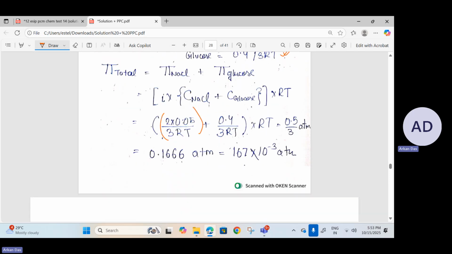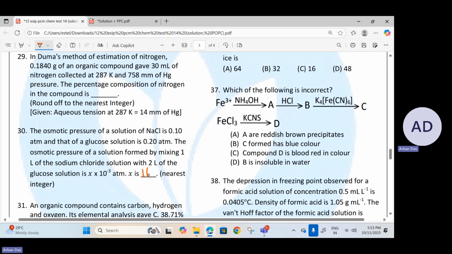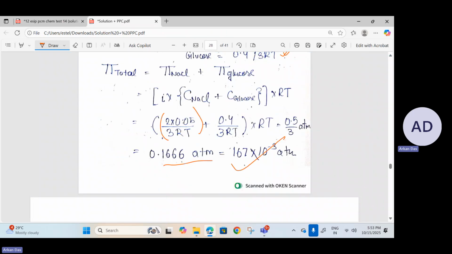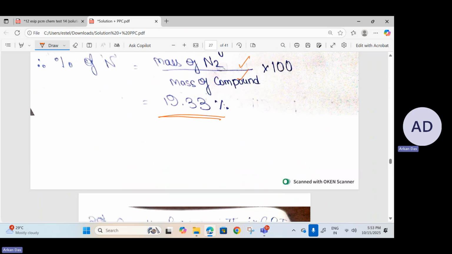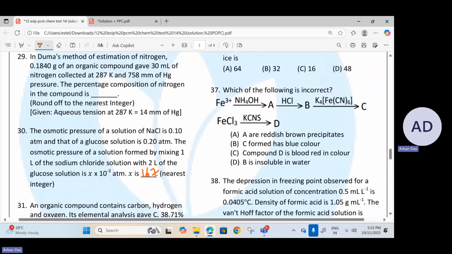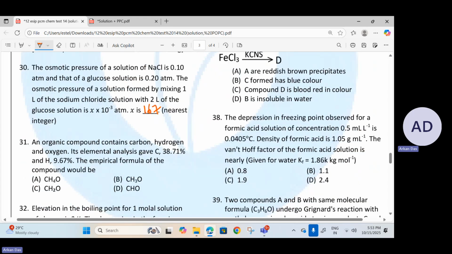So overall, after calculation, you're going to get 0.1666, which is nothing but 1.67 into 10 to the minus 3. So what is the answer of question number 30? 1.67, whereas the answer of question number 29 was 19.33, right? So here it is 19.33, or you can just write down 19, because if you round it off, it is going to come as 19.